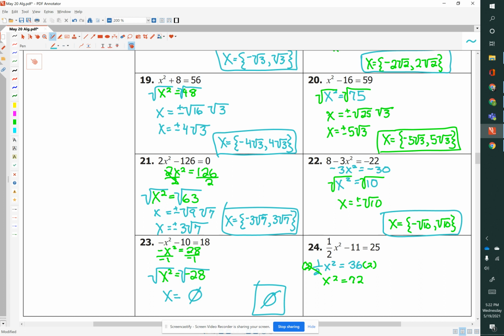Then we'll take the square root of both sides, which will give us x equals plus or minus, and let's think of 72 as 36 times 2. That's what we did right up here. So it would be the square root of 36 times the square root of 2, and the square root of 36 is 6, and the square root of 2 is irrational. We'll write that in set notation. And our work is done.